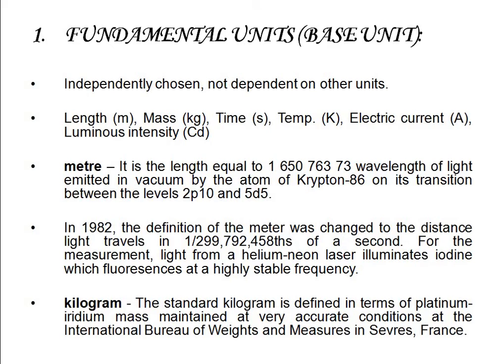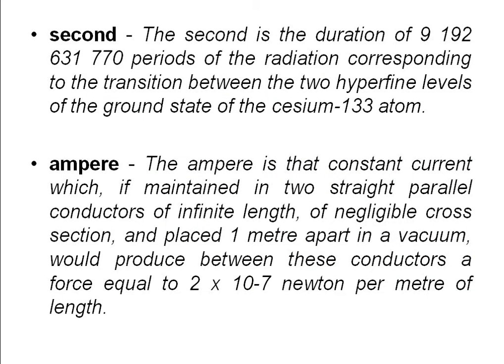For the measurement, light from a helium neon laser illuminates iodine, which fluoresces at a highly stable frequency. Similarly, the definition for kilogram: the standard kilogram is defined in terms of a platinum iridium mass maintained at very accurate conditions at the International Bureau of Weights and Measures in Sèvres, France. The second is the duration of 9,192,631,770 periods of the radiation corresponding to the transition between two hyperfine levels of the ground state of the cesium-133 atom.